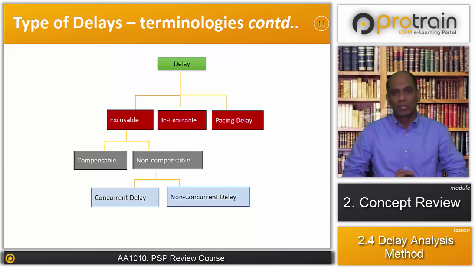And the third delay type is pacing delay. Pacing delay is a situation where contractor consciously chooses to delay his obligation or his scope of works to match with the delay caused by the owner. So with this, we complete the part 1 of the lecture, classification of the delay.